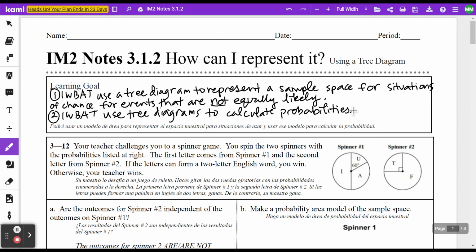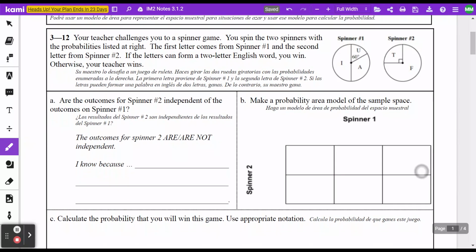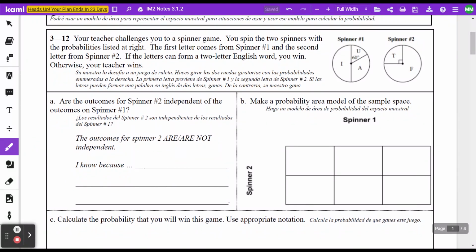Here we go. Our first problem, 3-12. Your teacher challenges you to a spinner game. You spin the two spinners with the probabilities listed at right. The first letter comes from spinner 1, and the second letter from spinner 2. If the letters can form a 2-letter English word, you win. And otherwise your teacher wins.